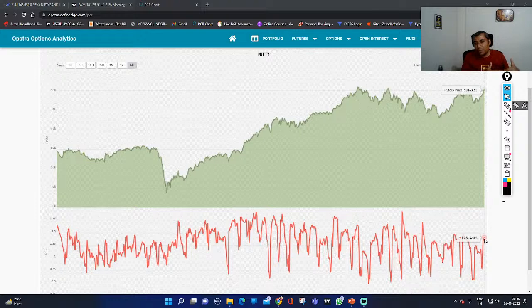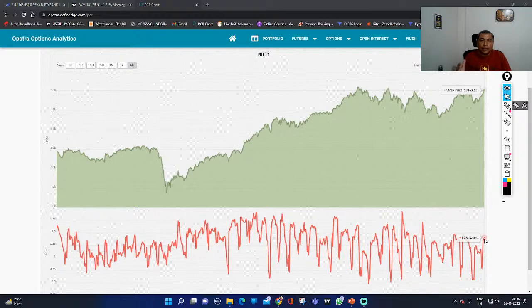So when this put call ratio goes above 1, if it is 1 or higher than 1, that means that the denominator, which is call in this case, is increasing. I'm sorry, I said it inversely. If it is 1 or higher than 1, that means that the numerator is increasing, which is put in this case. Now why do people short puts, right?